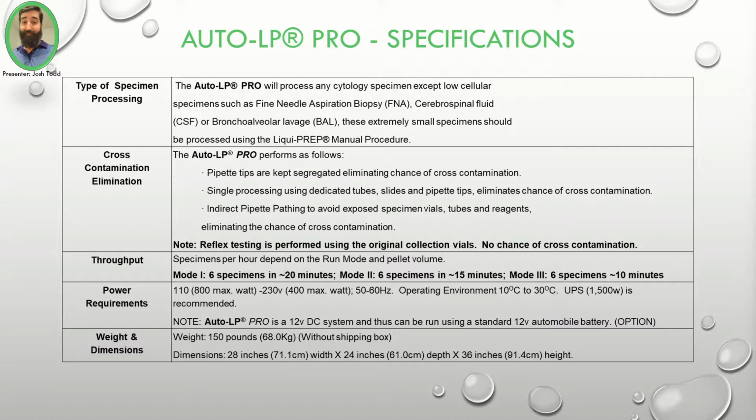Weights and dimensions. The AutoLP Pro weighs 150 pounds without the shipping crate. The dimensions of the instrument are 28 inches wide, 24 inches deep, and 36 inches high with the door closed. It is important to note when choosing an appropriate table for the AutoLP Pro that it is a sturdy, well-built table that can withstand 150 pounds and does not shake. The AutoLP Pro has slight movements, and we want to ensure the table does not move.